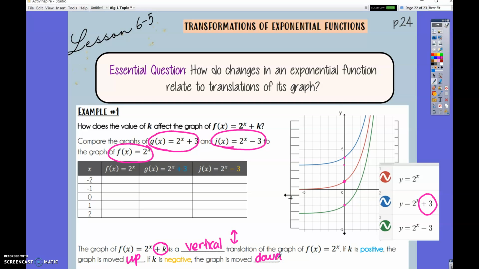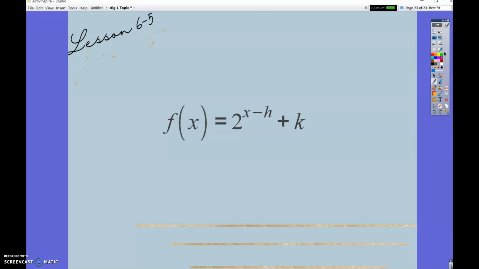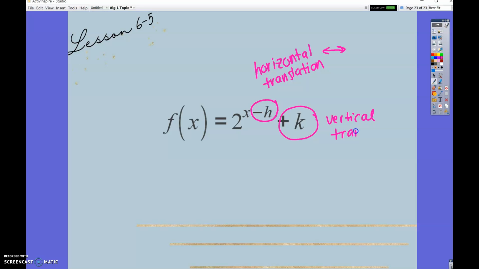Now, if a graph can move up and down, it can move left and right as well. That translation will come from the power of the exponent. So to keep things short, if there's ever a value that goes with your x in the exponent, this will be your horizontal translation. Remember that horizontal means left and right, so that will move this way. This k value would be your vertical translation that we just discussed. That will move it up and down.